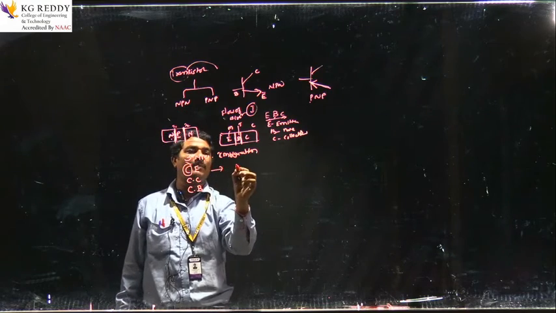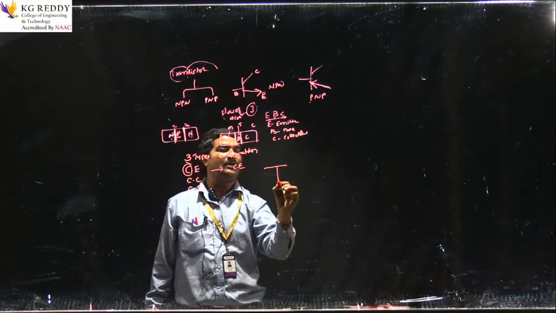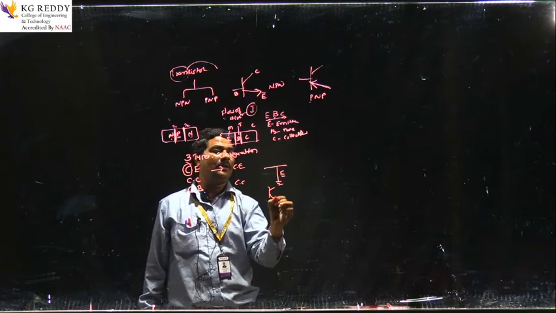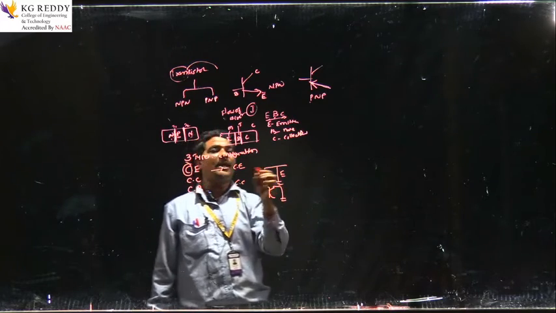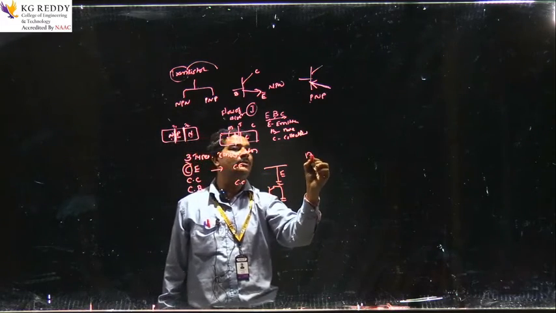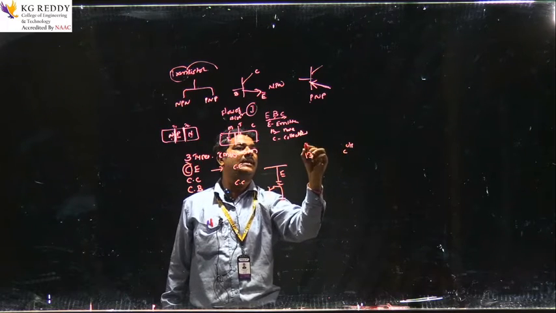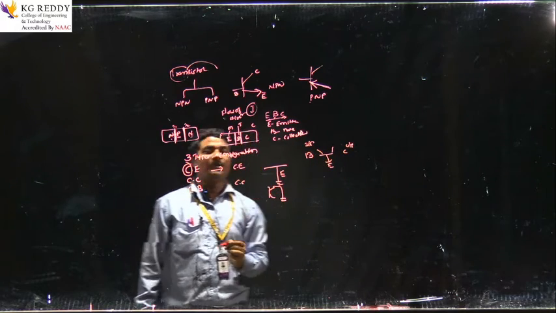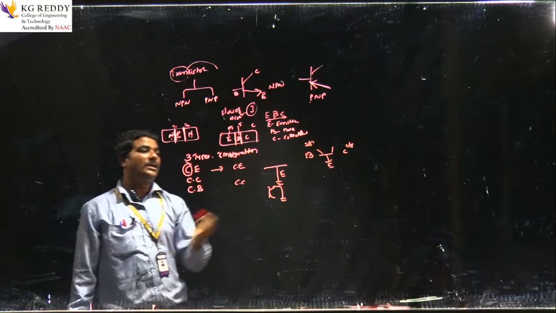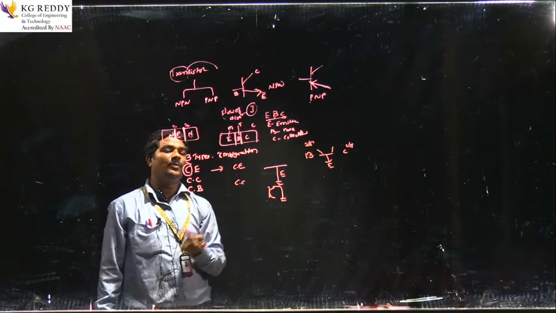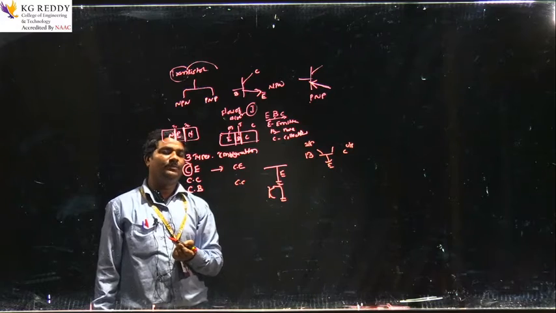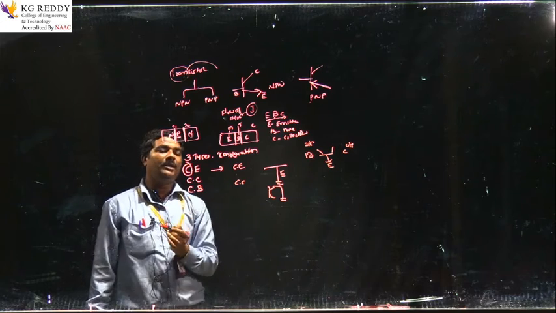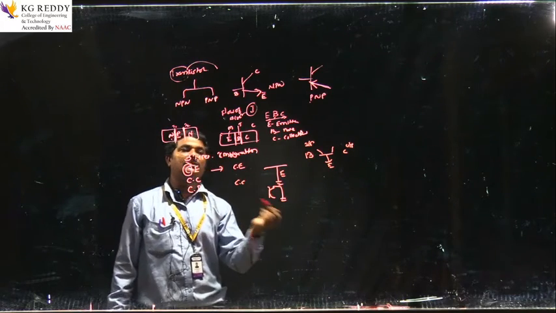If you talk about common emitter, the emitter is grounded. While talking about common collector, the collector is grounded. In common emitter, base acts as input and collector as output. In common collector, the collector is grounded, the remaining base is input and emitter is output. In common base, the base is grounded, and of the remaining terminals, one acts as input and the other acts as output.